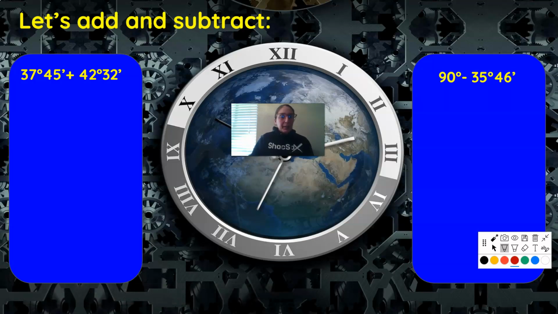So we're going to add 37 degrees, 47 minutes with 42 degrees, 32 minutes. So we can still do our beloved column adding. So I'm just going to add them up here. So 5 plus 2 is 7, 4 plus 3 is also 7, 7 plus 2 is 9, 3 plus 4 is 7. And if any of these numbers happen to be a number over 10, like if that added together to be 19 or something, you would still carry the 1. So all of those rules still apply.